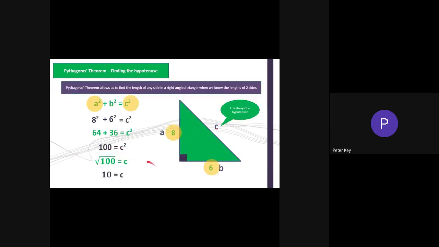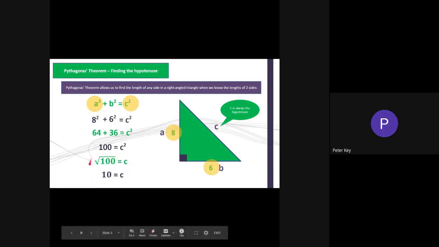Just before I move on, something like this you could get in a non-calculator paper. Something as easy as that one. Obviously, if it's something that you can't work out the square root of, then it's going to be on a calculator paper. But usually, if it's a non-calculator paper, it's like working out the square root of 100.